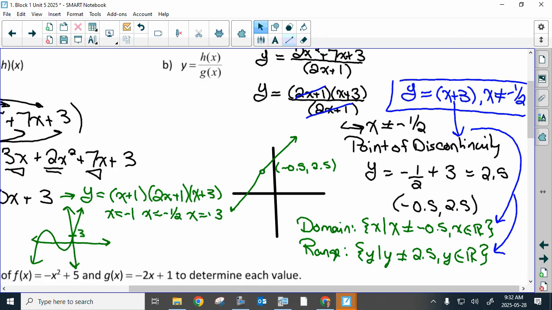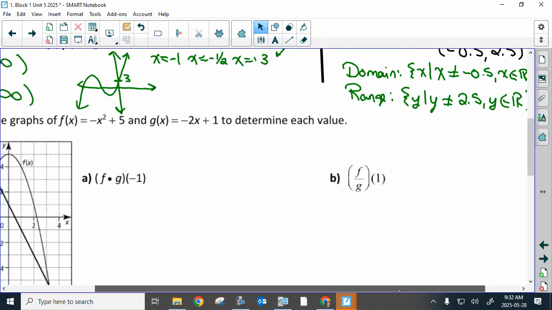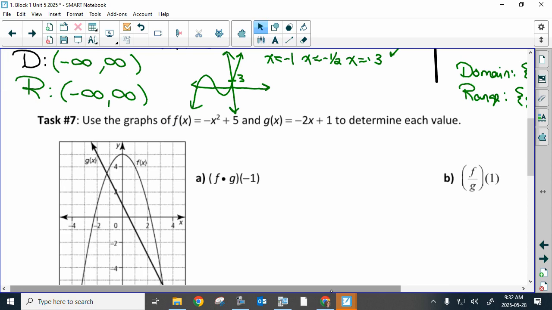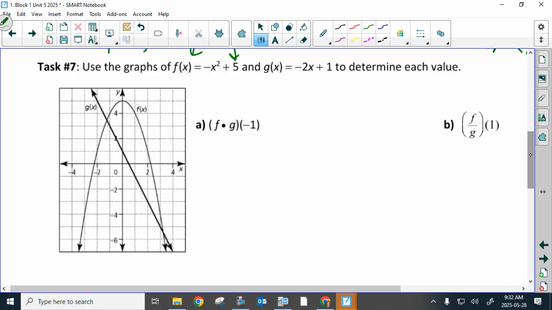Notice the difference between developing an equation from a graph and actually doing the division. Now these ones, you're given a number. When you're given the gift of a number, we get to use that number. So what we're doing here is we're finding f of negative 1 times g of negative 1. Brody, what's f of negative 1?